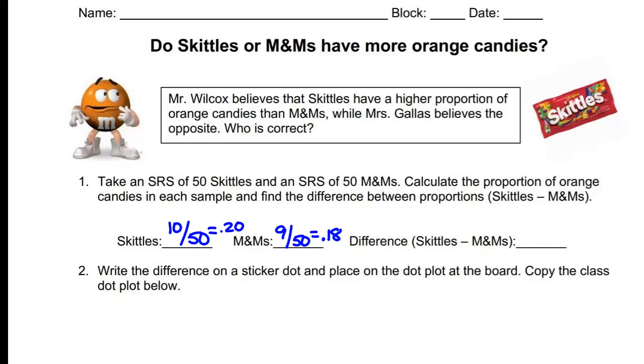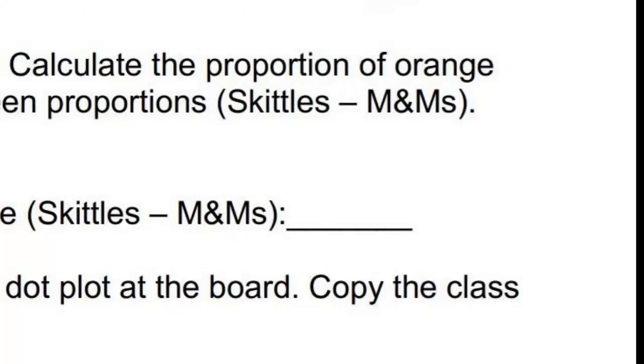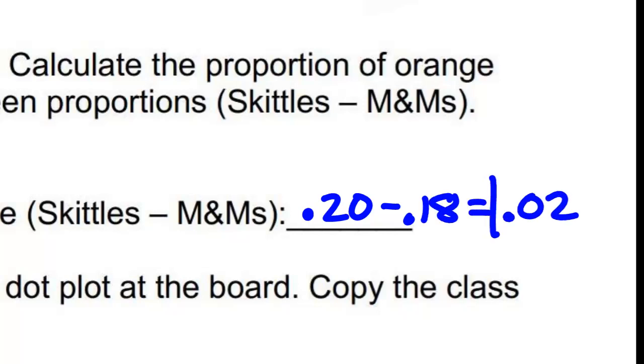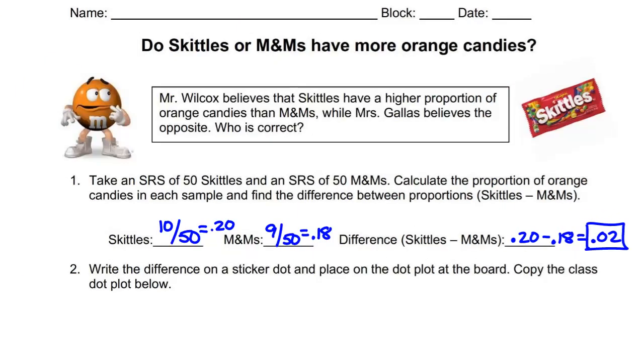18%. So now you're going to do the difference. Skittles minus M&Ms. So on mine, I'm doing 0.20 minus 0.18. So I've got 0.02. You need to find that for yours. And then we're going to make a dot plot up on the board.